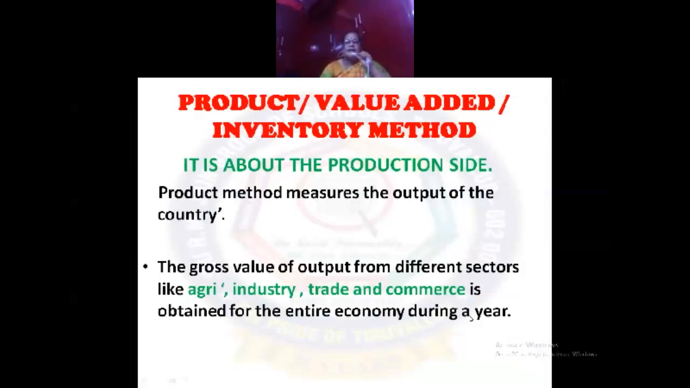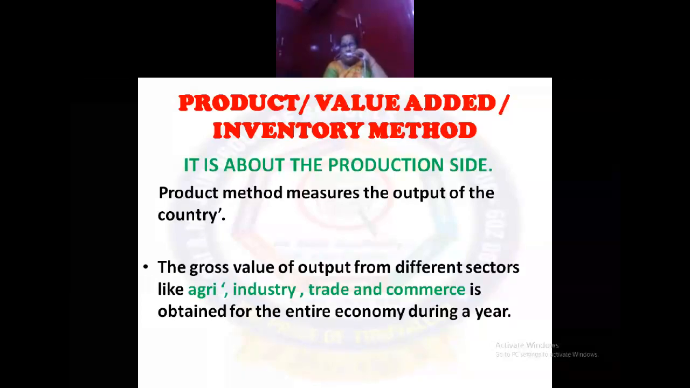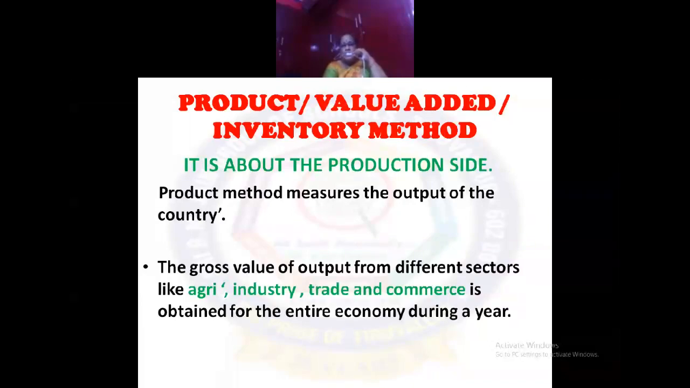The next, let us go ahead with all the three methods: product method, income method, and expenditure method. Let us see how these are used in measuring national income, and what are all the things to be included and what are all the things to be excluded while measuring national income in all the three methods.